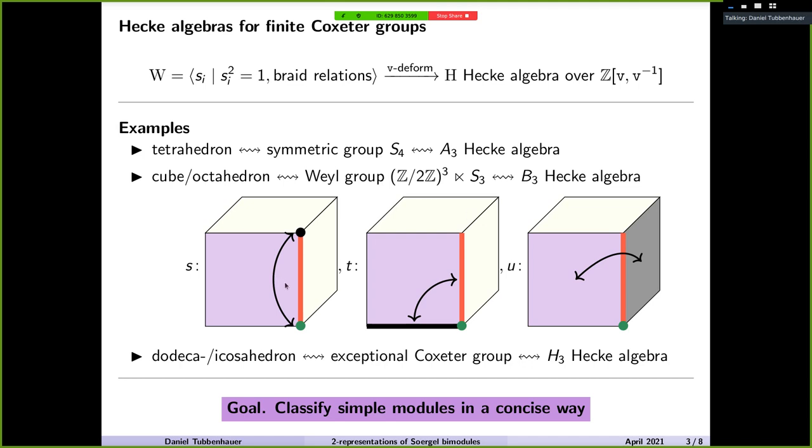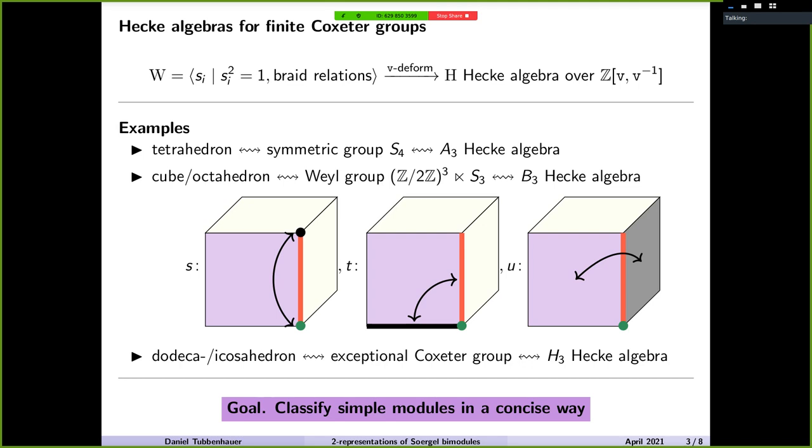One of them will fix everything of the flag, except it will exchange the neighboring zero cells. One of them will exchange the neighboring one cells, and the last one will exchange the neighboring two cells and fix the rest. And this is a general procedure which generalizes to basically all Coxeter groups. And this is how Coxeter thought about it, actually. That's why he came up with this definition of Coxeter groups, and he tried to classify those finite reflection groups.